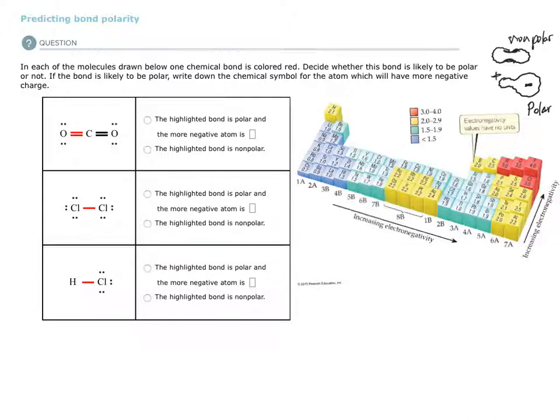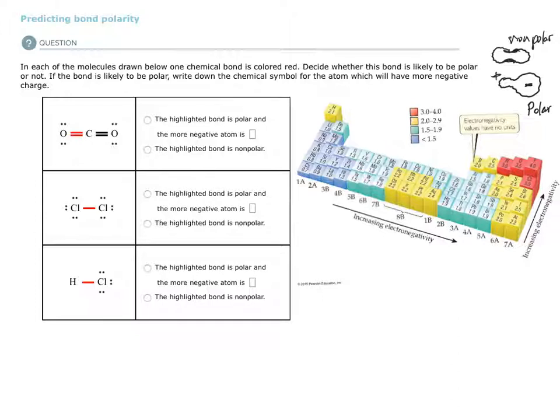Okay, so let's look at the first one. I've got in this one oxygen and carbon. It's highlighted in red. So what is it saying here? The highlighted bond is polar and the more negative atom is, or the highlighted bond is nonpolar. The more negative atom is the one that has the higher electronegativity than the other.